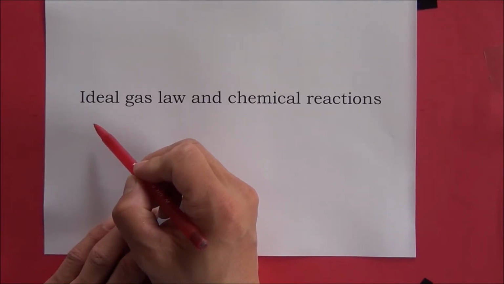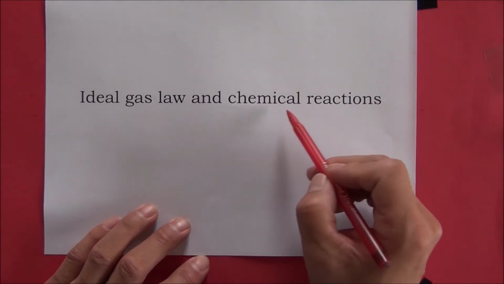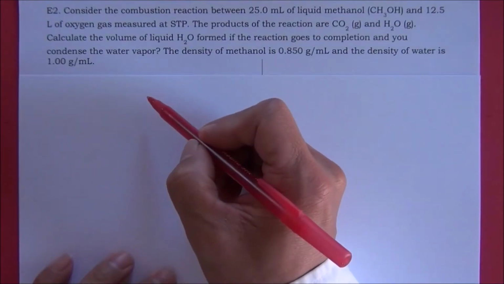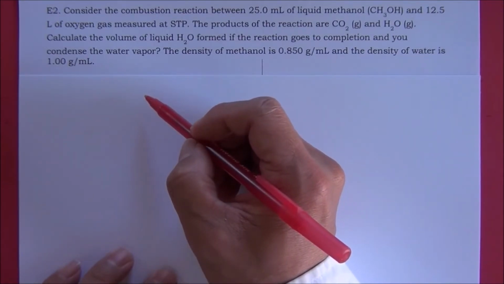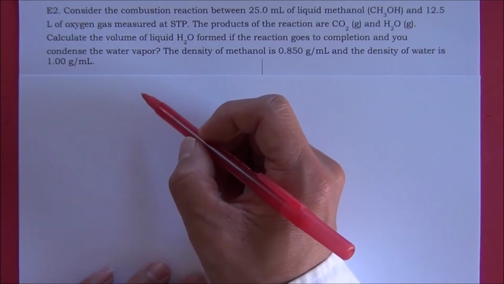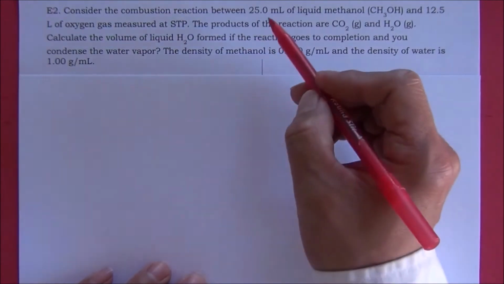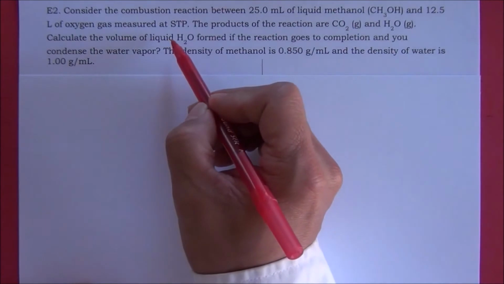Today, I'm going to teach you some very important skills to solve problems that include ideal gas law and chemical reactions. Before you start to look for a solution for a problem, it is extremely important to rewrite the important information. When I say the important information, I mean a balanced chemical equation if you have a chemical reaction in your problem, numbers with units, and what you are looking for.